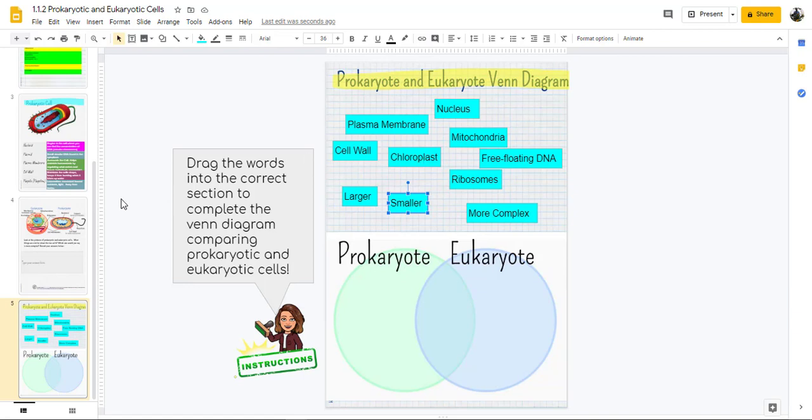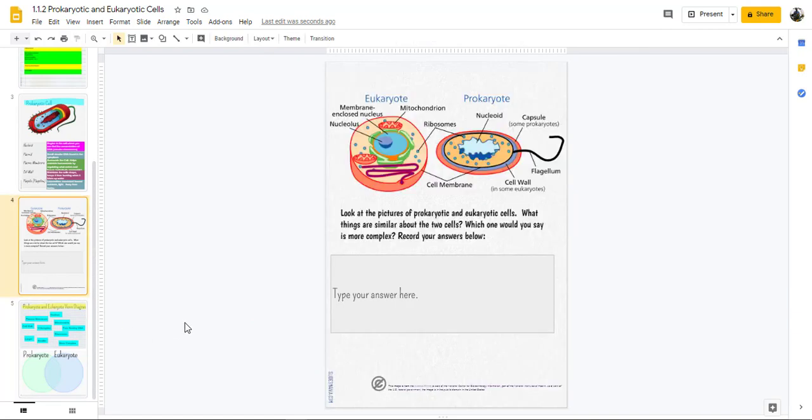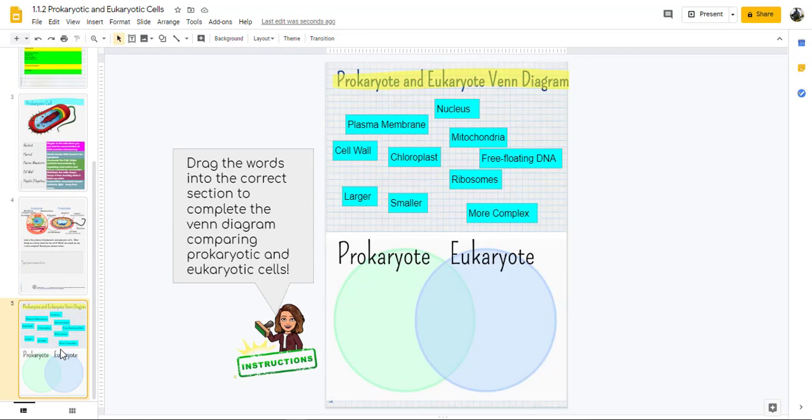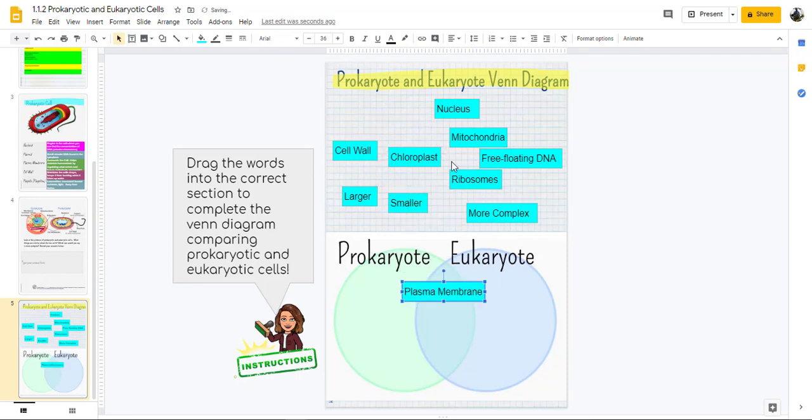Welcome back. You should have completed typing your answer into this box comparing those two cells, prokaryotic cell on the right-hand side and eukaryotic cell on the left-hand side, and then tried out this Venn diagram. So let's go through and do this Venn diagram together and check yourself. So I'll just start with the top, plasma membrane. Like I normally say, if it's a cell, it has a membrane. So plasma membrane or cell membrane goes in the middle here.